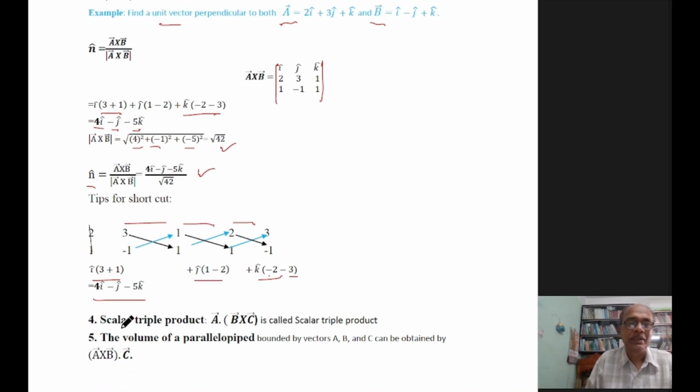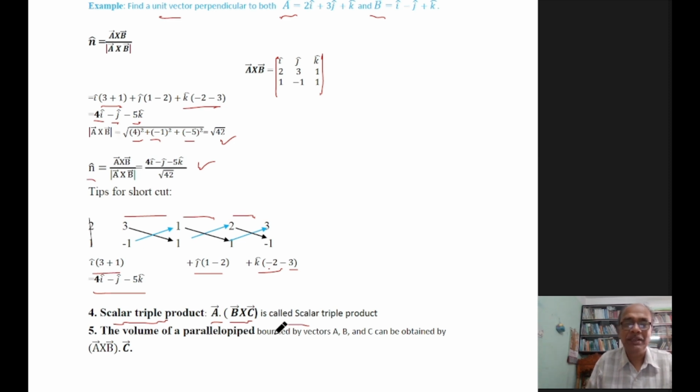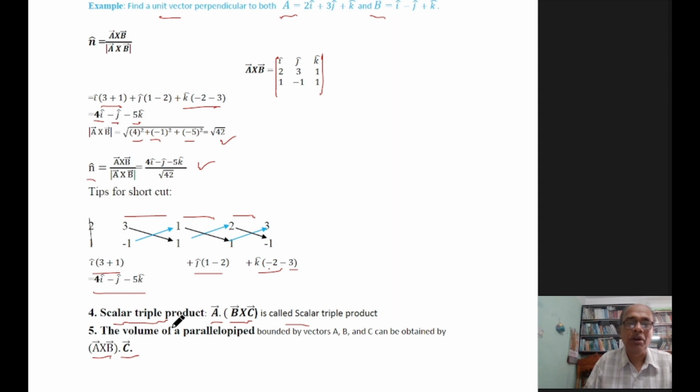And you remember this one, the scalar triple product equals the cross product of two vectors with the dot product of the third vector. This is the scalar triple product. And the volume of a parallelepiped is that if a, b, c are the vectors bounding it, then A cross B dot C gives the volume.